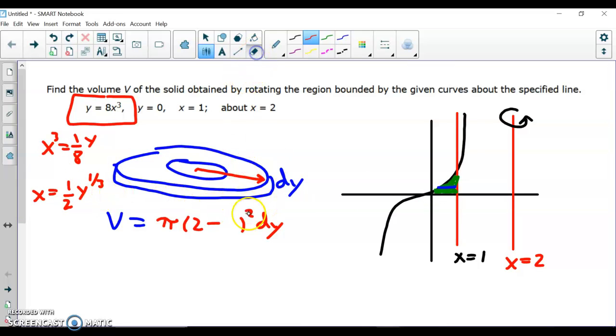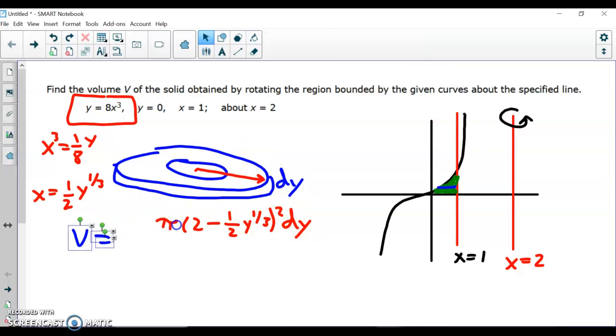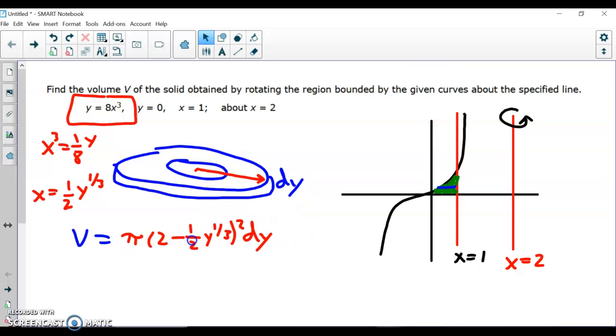So I'm probably going to need to add a little bit more room here so we can plug it in. We've got 1/2 y to the 1/3 squared dy. Right? So that's the outer disk. Now we have to subtract the volume that we get for the inner disk. That way we only get the volume of that washer, right? That hollow disk in the middle. Or a washer being a disk that's hollow in the center. So let's subtract out the volume of the inner disk.